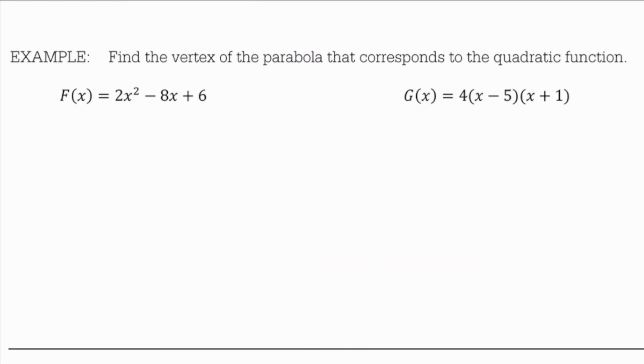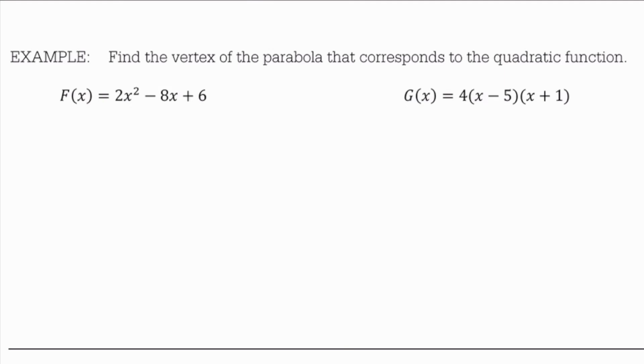All right, now maybe you can give this a shot on your own. So we've got two functions. They're both quadratic polynomials, and you're going to be asked to find the vertex of the parabola that corresponds to the quadratic function. One of them is given in standard form, the one on the left, and the one on the right is given in factored form.